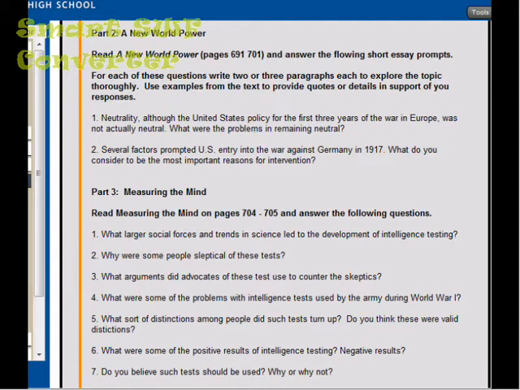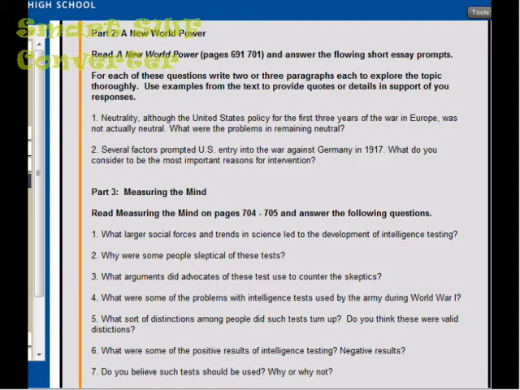This is again Unit 4, Assignment 3. We're going to go over Parts 2 and 3: A New World Power, starting on page 691 to 701. Then we'll also look at Measuring the Mind, starting on page 704 to 705. We have 9 questions to take a look at. These are all short answer questions, so take notes on these and then submit your notes in lieu of the assignment.